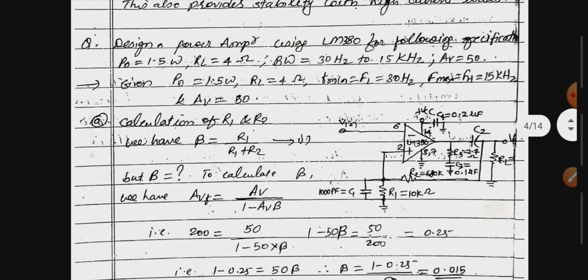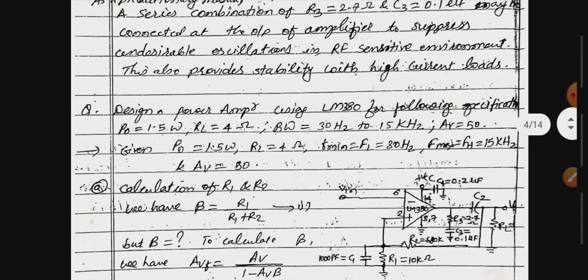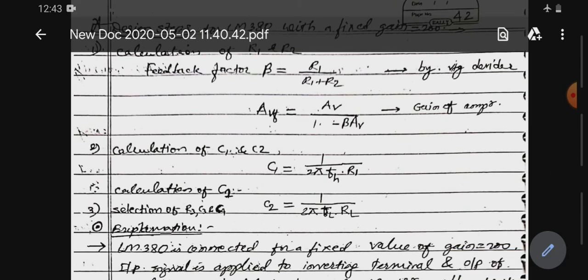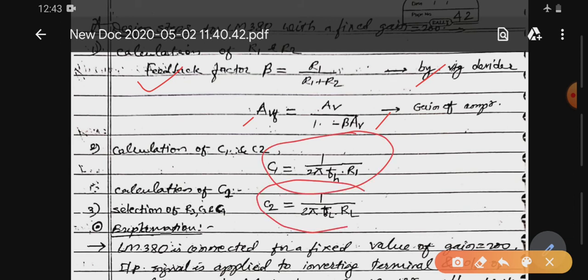Okay, so let us see which are the important formulae you have to remember while solving the problem based on this. The number one formula is feedback factor beta is equal to R1 by R1 plus R2, which is obtained by the voltage divider rule. Gain with feedback AVF is AV by 1 minus beta into AV. You can calculate C1 value and C2 value by using these two formulas.